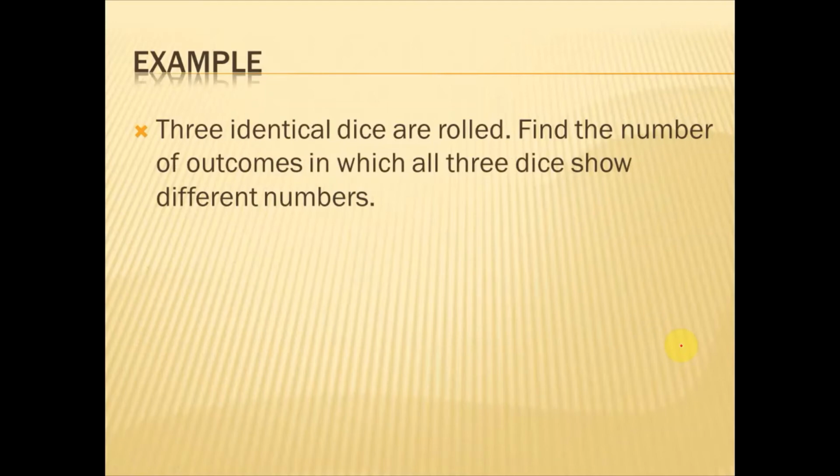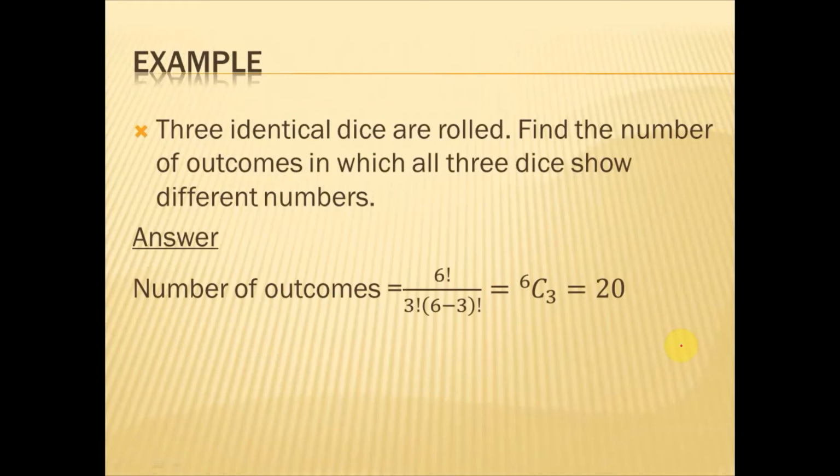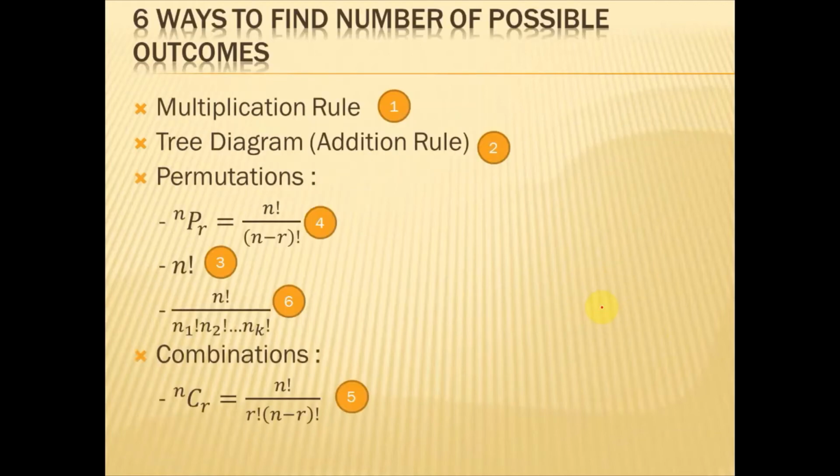3 identical dice are rolled. Find the number of outcomes in which all 3 dice show different numbers. So ada 3 dice and then they roll at the same time. Sekarang ni semua tu nak different. So kalau dice ada berapa? Ada 6. And then kita nak choose 3 je yang different. So tak kisah pun dice nombor 1 tunjuk 1 ke, dice nombor 2 tunjuk 1, janji dia different. And ada berapa? Ada 20 ways.